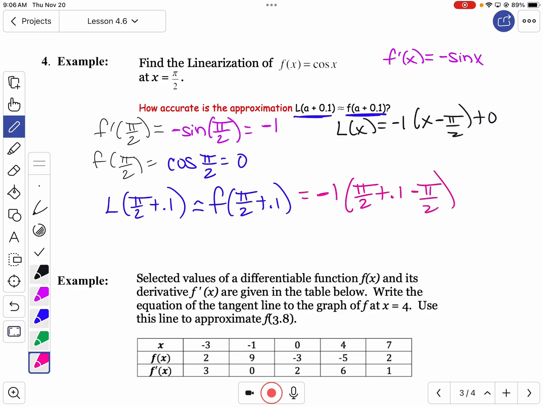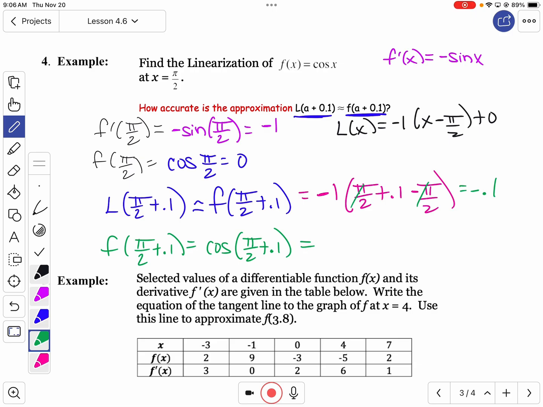Now, the nice thing is, it's pretty easy, right? What happens to your pi over 2s? They would cancel out, so I would just get a negative 0.1. Now it says, use your calculator. What is the actual value of the function f at pi over 2 plus 0.1? So what is cosine at pi over 2 plus 0.1?